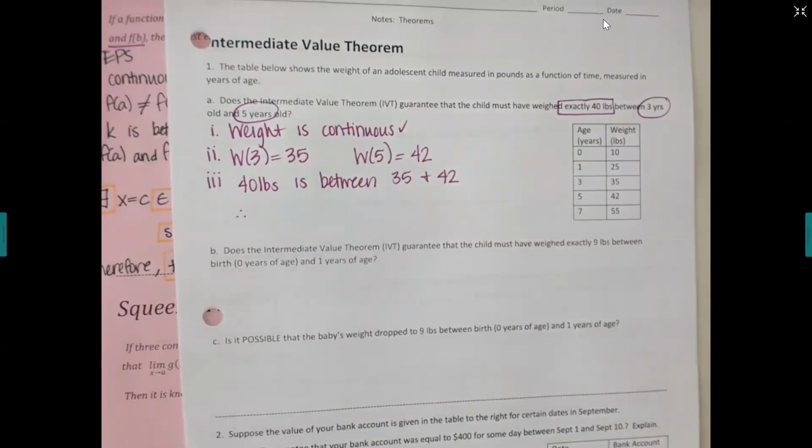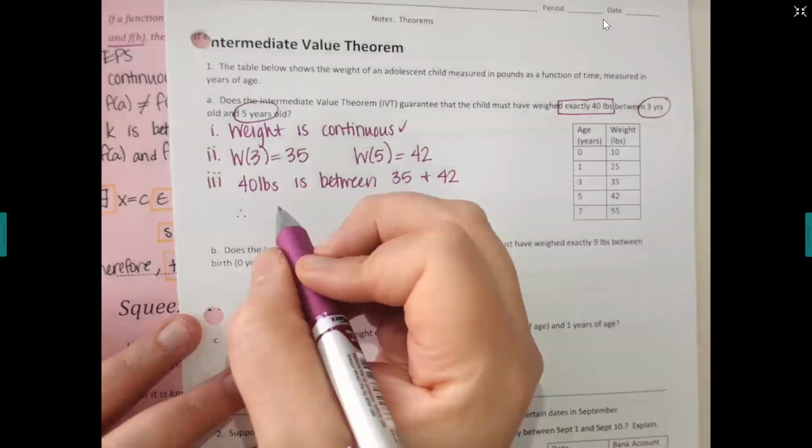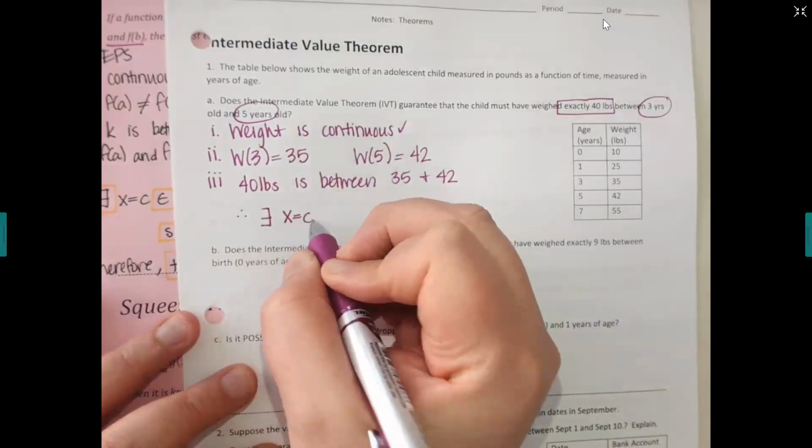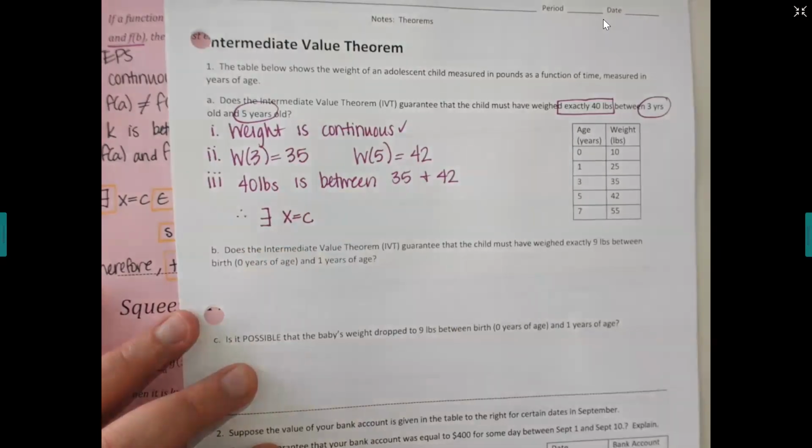Okay, so now you have the option of writing it in words or writing it in symbols. Let's do it in symbols first. There must exist an X equals C within what timeline? Because remember, we're dealing with an X right now. Between which years?